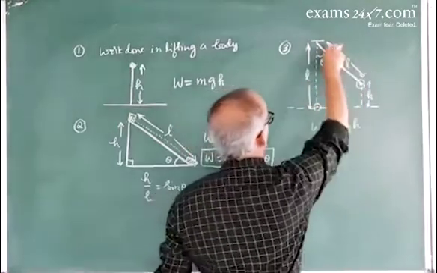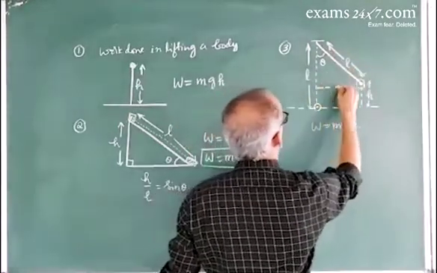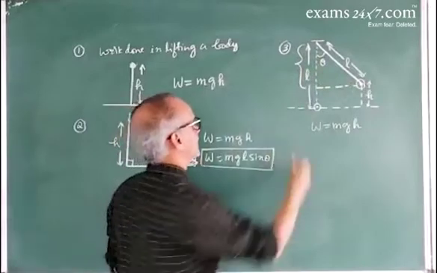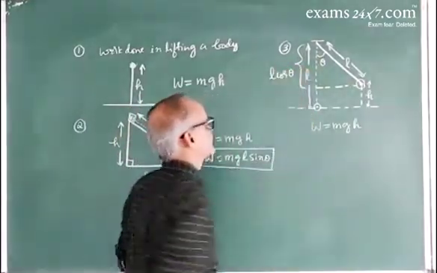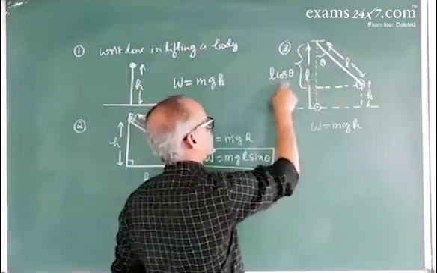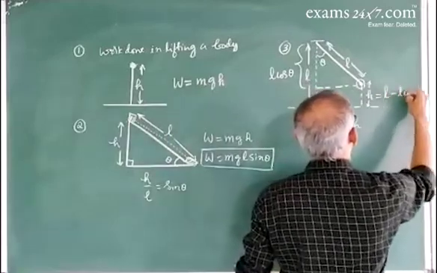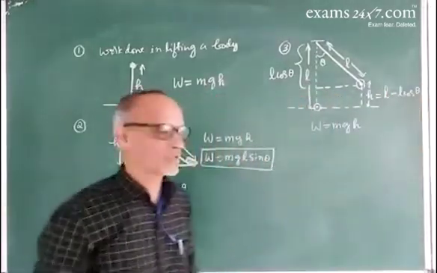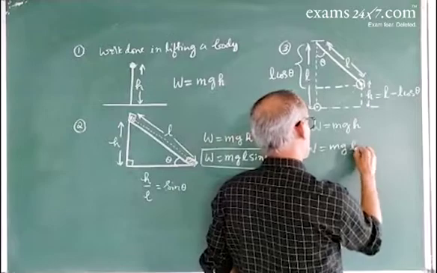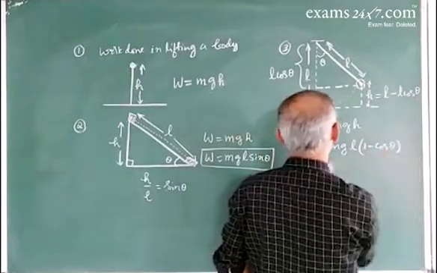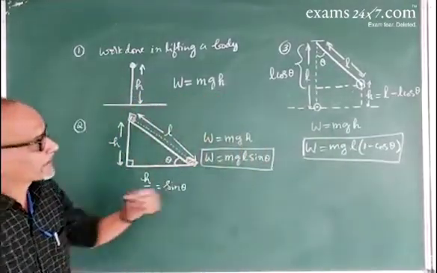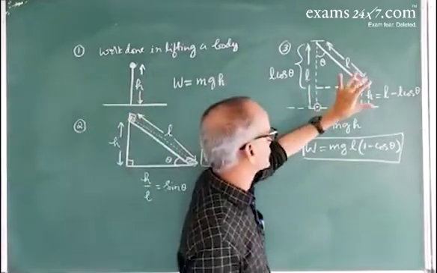So if this is L, this distance here is L cos theta. Therefore, the value of h is L minus L cos theta, which is L into 1 minus cos theta, and that's the value of h. So that's why work done is equal to mgL into 1 minus cos theta. So this is how we find the work done in displacing the pendulum through an angle theta, through a height h.